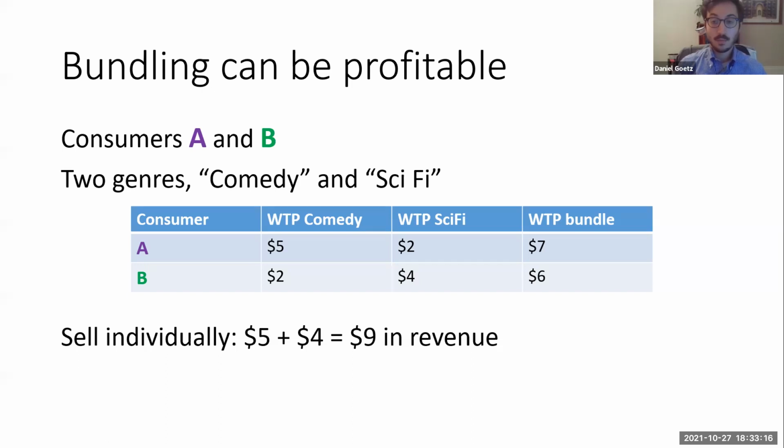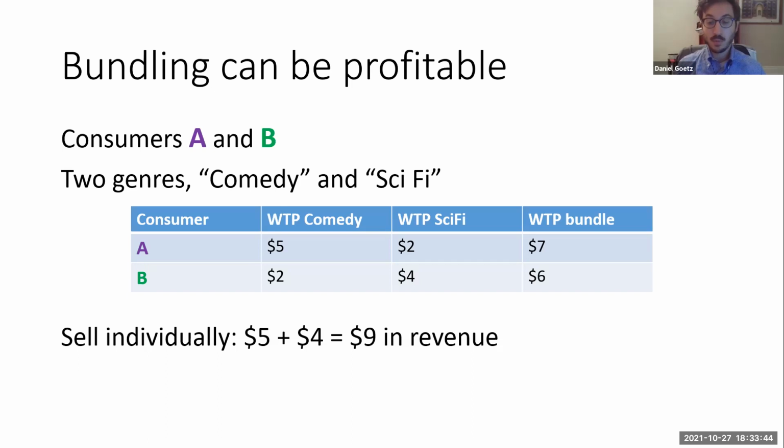And for sci-fi, it's the opposite. Here we could be selling it for $4, in which case consumer B would be the only one who buys it, and we'd be making $4 a month. Or we could sell it for $2, in which case both A and B would buy it, and we'd still be making $4. So it doesn't really matter which one we choose with sci-fi. We'll still be making $4.